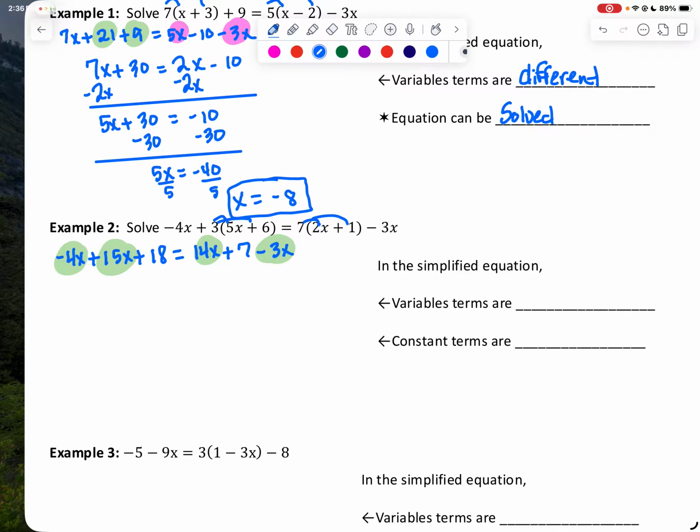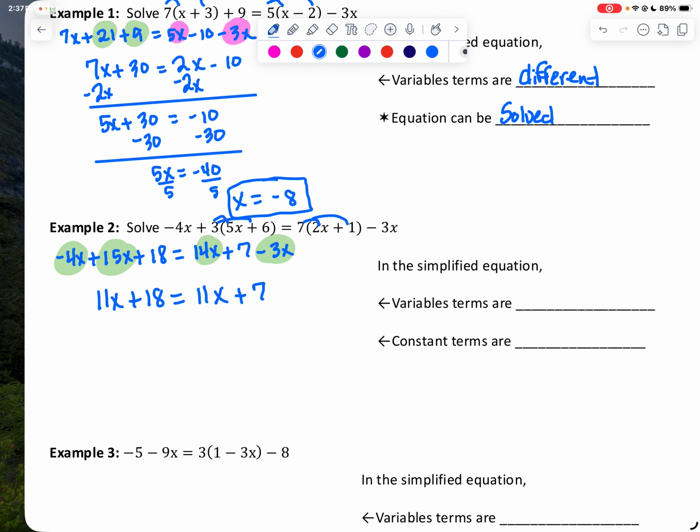So negative 4x plus 15x is 11x plus 18. On the right side, we have 14x minus 3x is 11x plus 7. So this is our simplified equation. Let's fill in the blanks here.